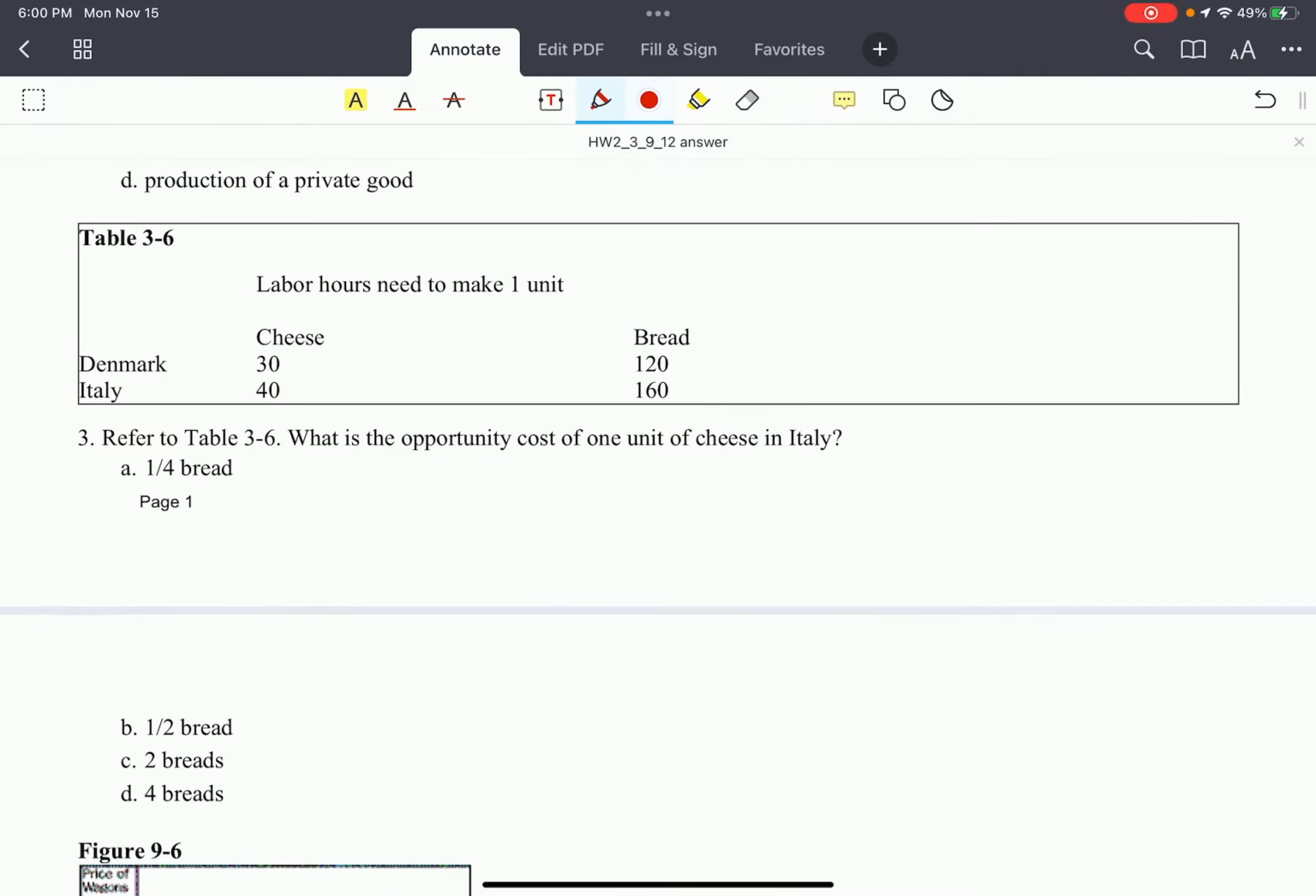Third, what is the opportunity cost of 1 unit of cheese in Italy? So here you can see that to make 1 unit of cheese, we need 40 hours. And to make 1 unit of bread, we need 160 hours. Which means if you make 1 unit of cheese, you have to spend 40 hours. And you could use the same time to make 1/4 bread, right? Which means the opportunity cost of 1 unit of cheese is 1/4 bread.